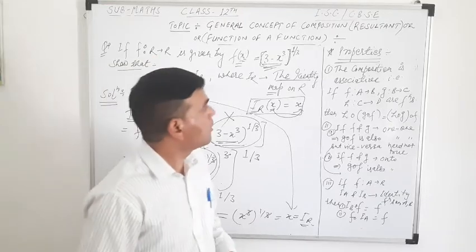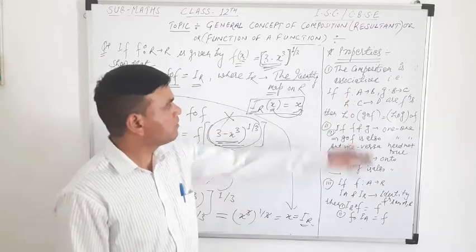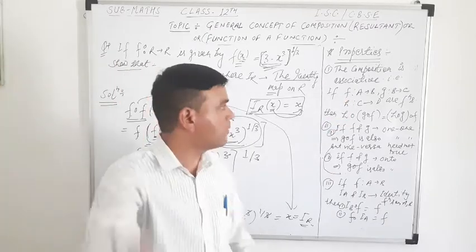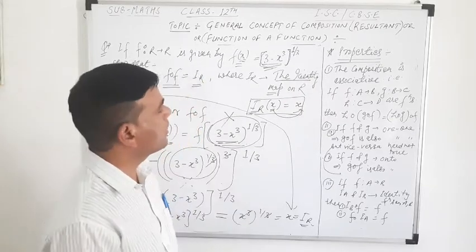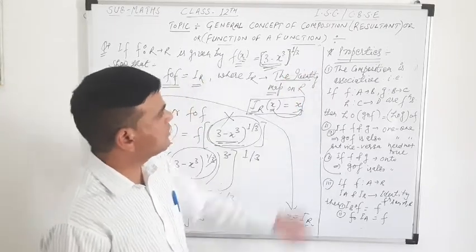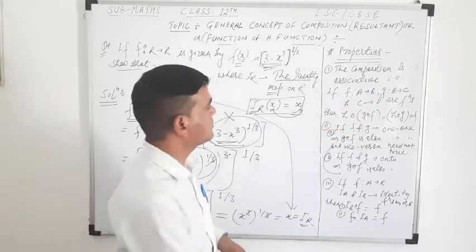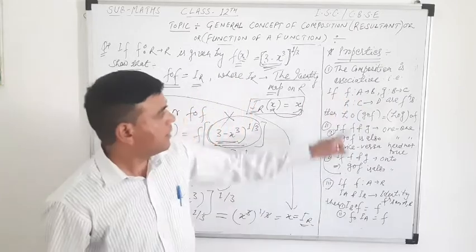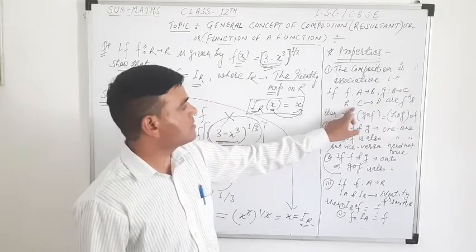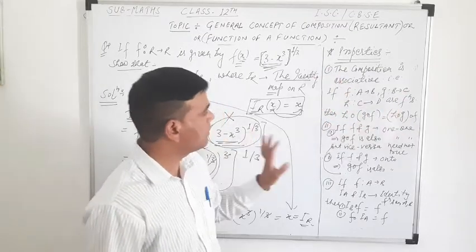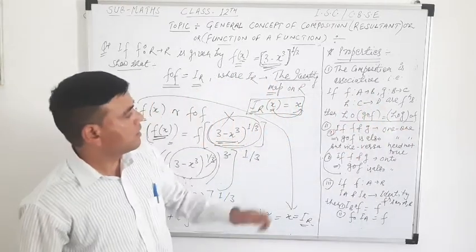Now some properties are there. These are not very important, but you have to keep them in your mind always. If the composition of functions is given to you, then keep in mind that the composition is always associative. It means if you have three functions f, g and h, such that f is from A to B, g is from B to C, and h is from C to D, these are the three functions, then this associativity will always be there.